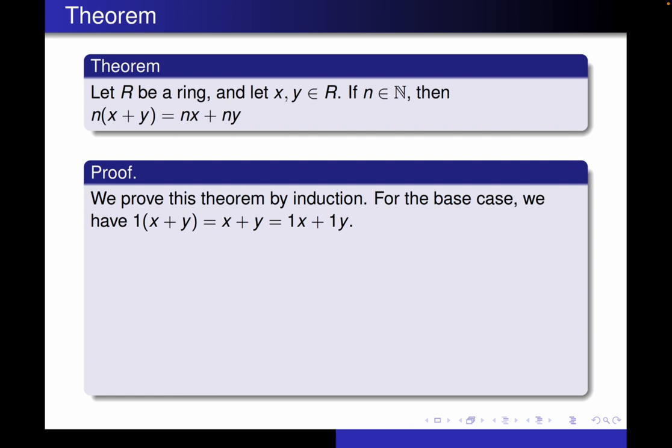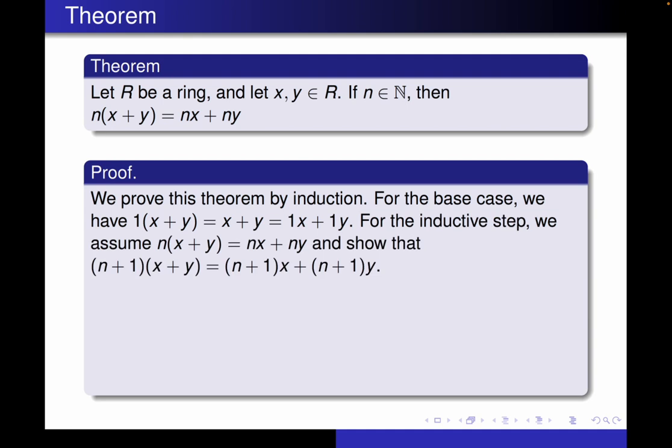So for our base case, we have to start with n equals 1. For n equals 1, we want to know what 1 times (x plus y) is. But 1 times anything, by the definition of multiplication by natural numbers, is itself, right? So 1 times (x plus y) is equal to x plus y. But x is equal to 1 times x, y is equal to 1 times y. And so we get 1 times x plus 1 times y. And that's our base case, just like we did in the previous slide.